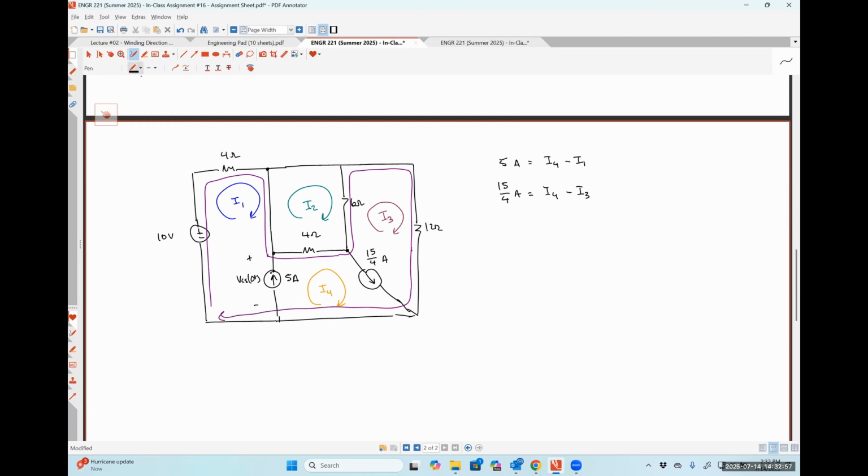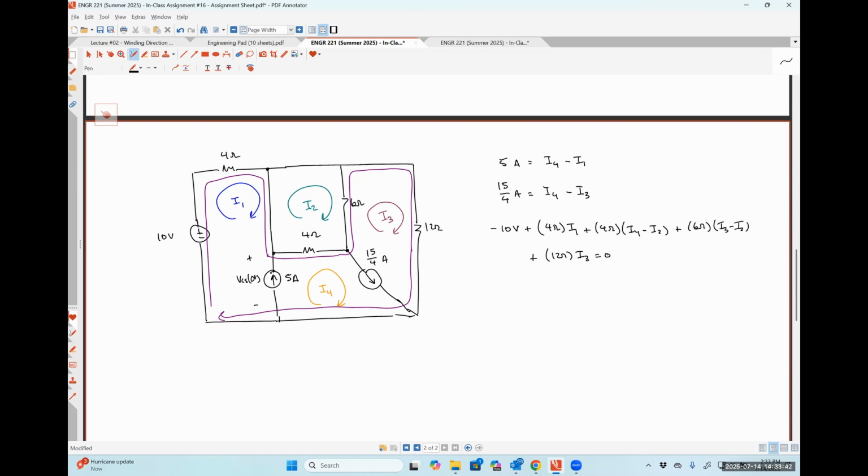Like so. So that would give us negative 10 volts plus 4 ohms times I1 plus 4 ohms times, let's say, I4 minus I2 plus 6 ohms times I3 minus I2. And I'm running out of space here, so I'll just keep adding over here. 12 ohms I3 is equal to 0.